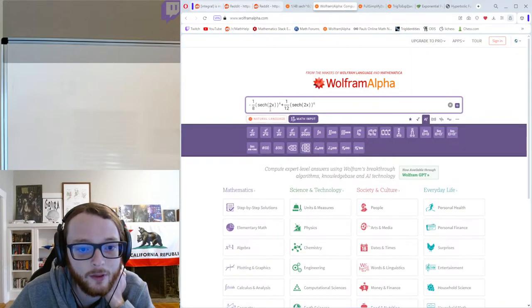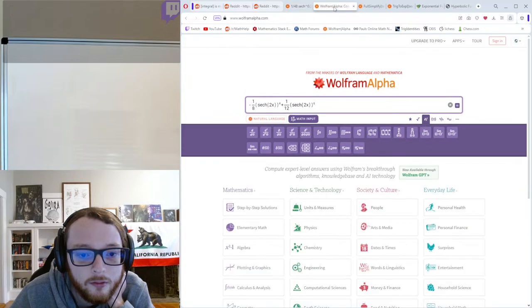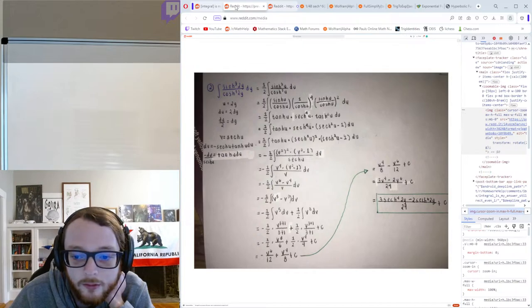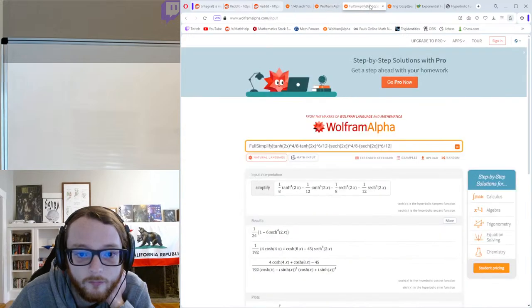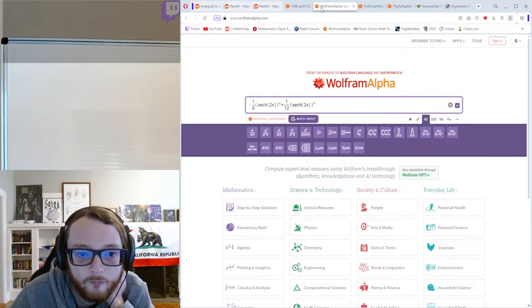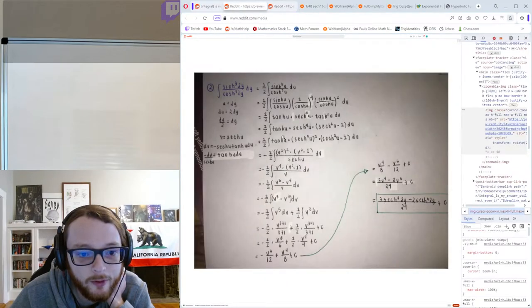Which tab was I in? There we go. Oh, this one has the negative sign, though. We get the same thing, but the signs are flipped. Why is that? Trying to make sure that I didn't make a stupid mistake here, which is definitely possible, but I don't think I did. So let's see if we can spot where they flipped the sign in their work.